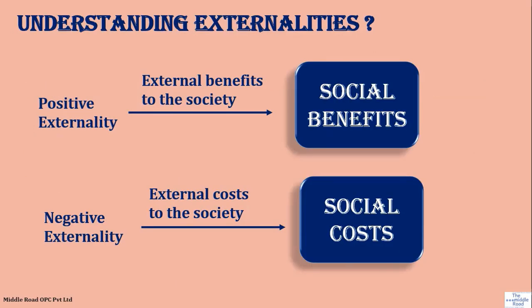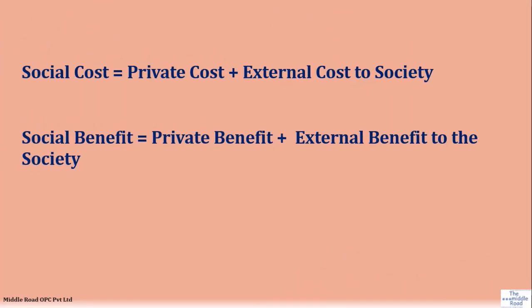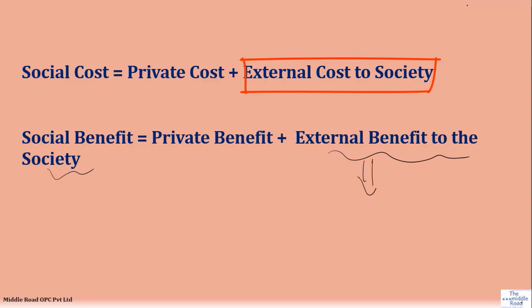We are looking at understanding externalities. There are both positive and negative. Positive externalities give external benefits to the society. They always impact social benefits. When you are talking about negative externality, it is an external cost to the society. You can see social cost is equal to private cost plus external cost to society, which is negative externality. When we are talking about social benefit, we are looking at positive externality.